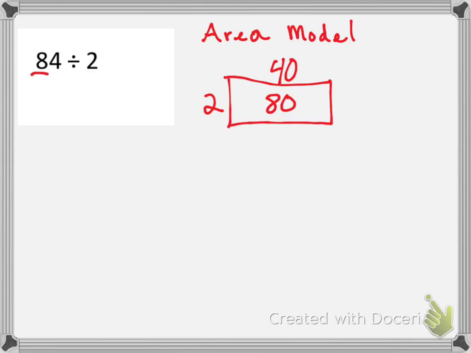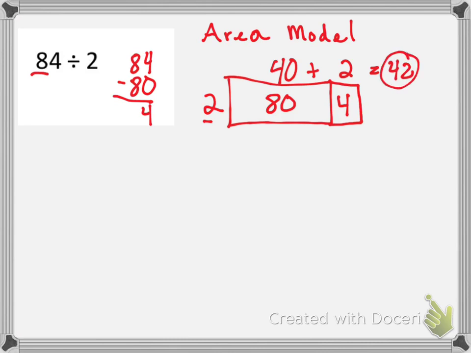But now what we have to do is take 80 and subtract it from 84. And we're left with 4. So we need to add a little segment to our area model, and we put a 4. So now we're going to say 2 times what gives us 4, and it's 2. And we add this up, and it equals 42. But now, how would that look if we were going to use a number bond?